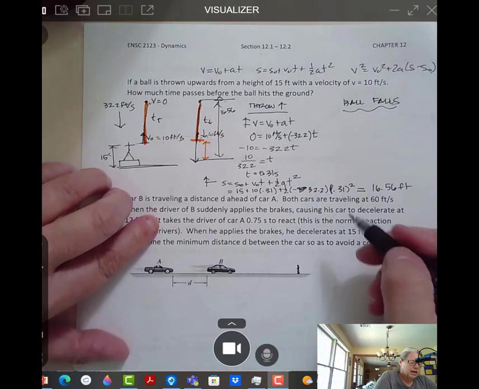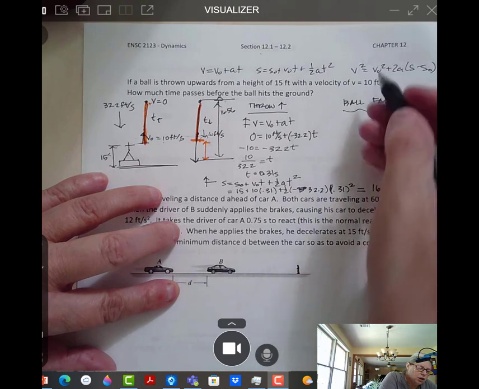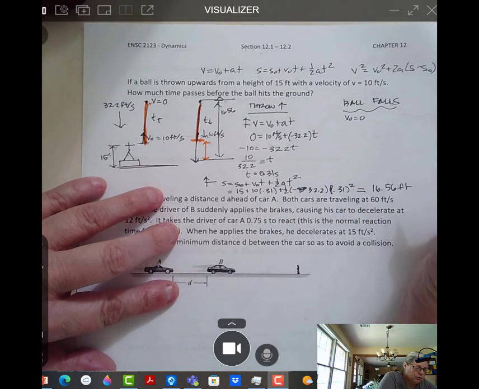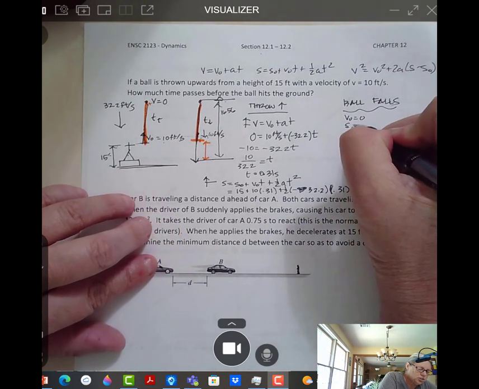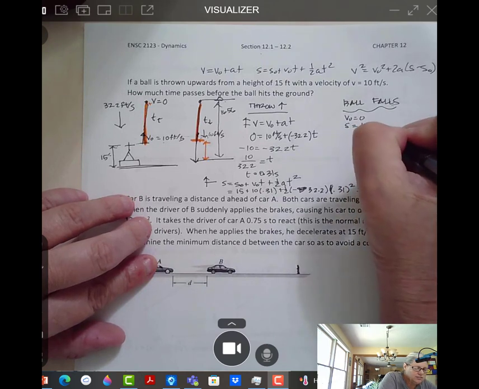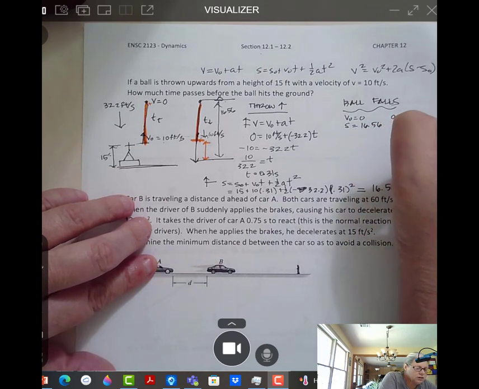And again, I'm looking for time. I know that my initial velocity at the top is 0. I know that my positional change is going to be 16.56. I know that my acceleration is 32.2.